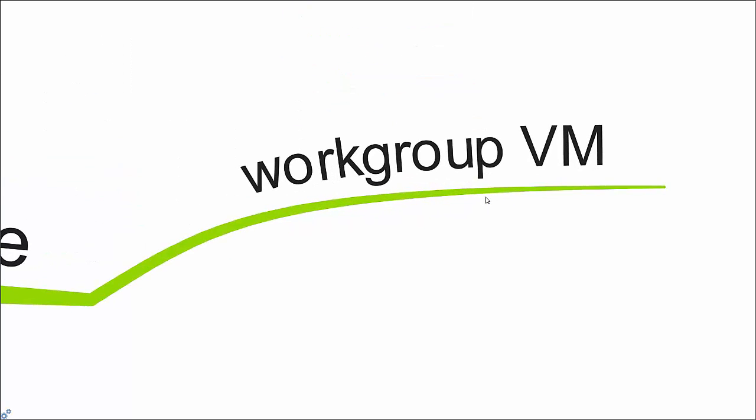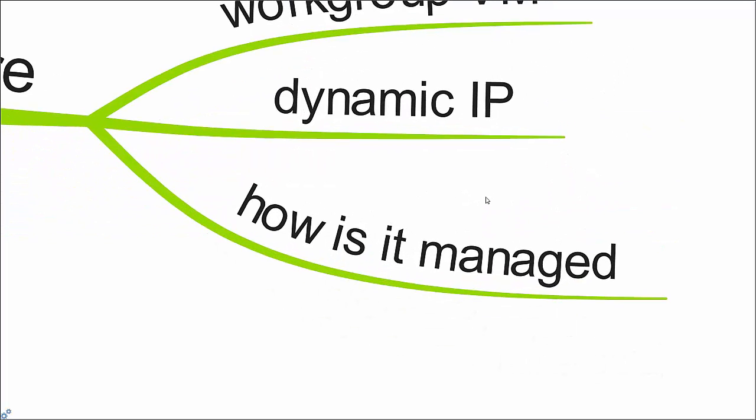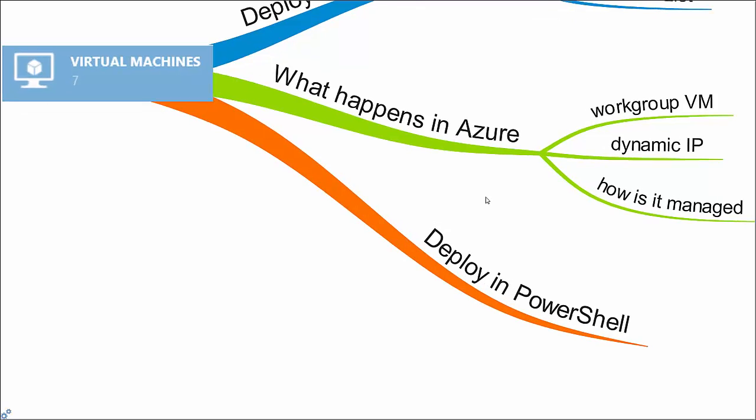What happens in Azure when you deploy a VM? A workgroup VM has a dynamic IP address. How is it managed? If someone just goes to a portal, clicks new, next, and they get a VM, how do we charge it? How do we control it? How do we understand its management? If that all goes through Azure and through Service Manager, it's a whole different ballgame. So we're going to do the deployment with Orchestrator, but it's going to be through PowerShell.